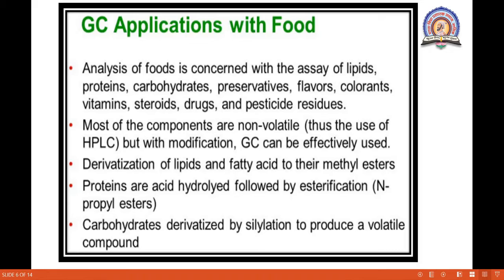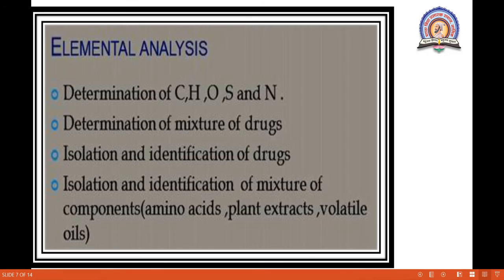Derivatization of lipids and fatty acids to their methyl esters. Proteins are acid hydrolyzed, followed by esterification, and this is also done using the gas chromatography technique. Carbohydrates are derivatized by silylation to produce volatile compounds, and after that we can use the gas chromatographic technique for separation and identification of carbohydrates.